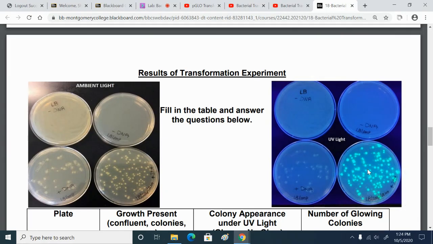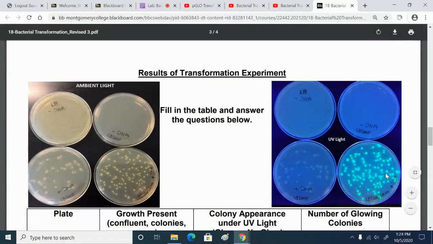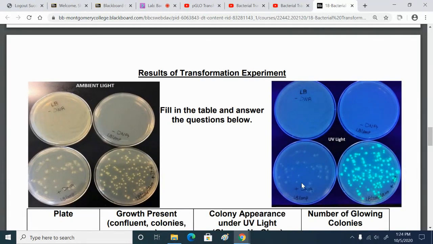But the question is, these bacteria were also transformed. They also contain the green fluorescent protein. Why are the colonies not green? All these bacteria have the same plasmid in them. But these bacteria are not producing the green fluorescent protein. Why not?